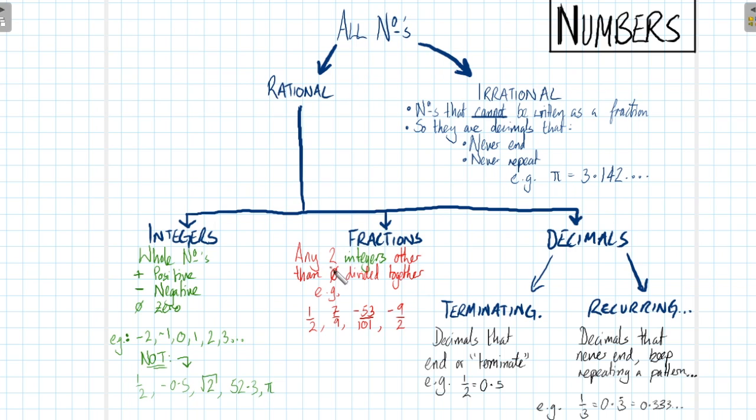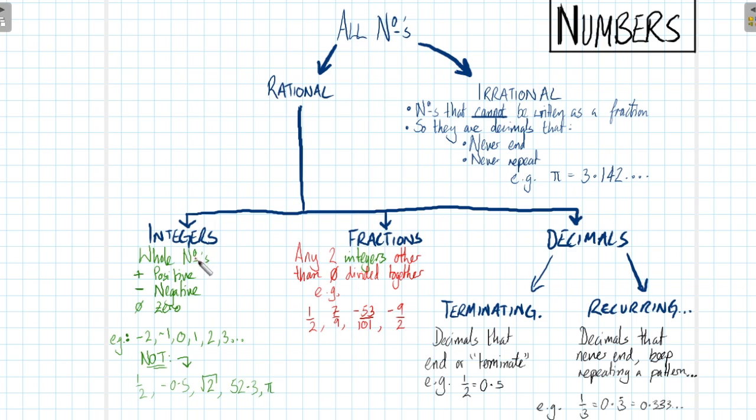A fraction is any two integers, other than 0, divided together. So 1 divided by 2, also known as a half, that's a fraction. 7 divided by 9, or 7/9. So 7 is an integer because it's a whole number, just so happens to be positive. 9 is also a whole number, so they can be divided, and that's a fraction.